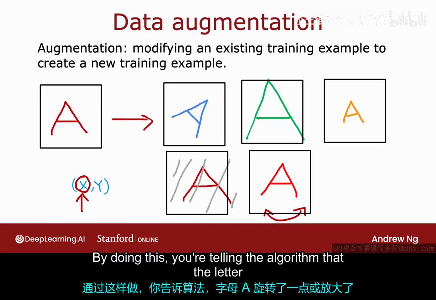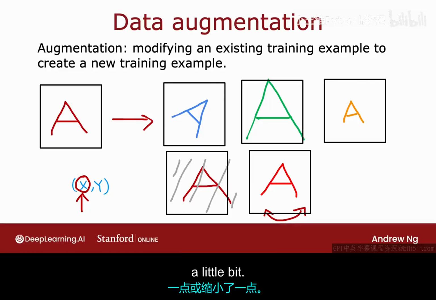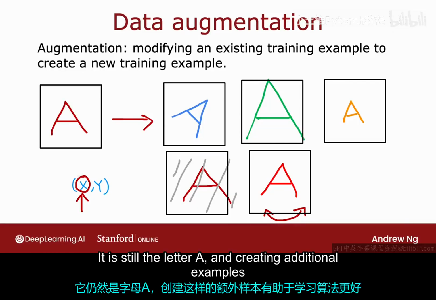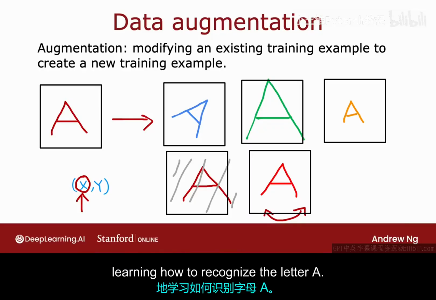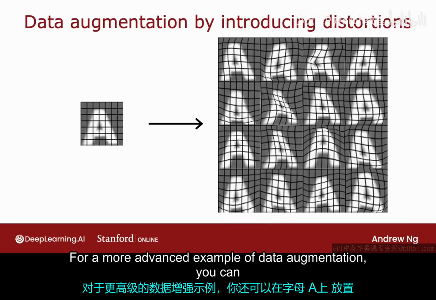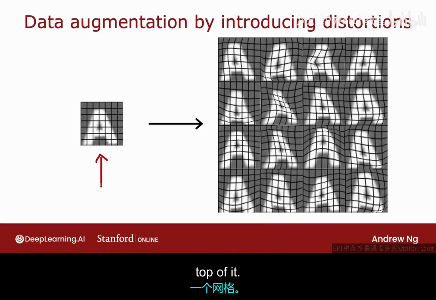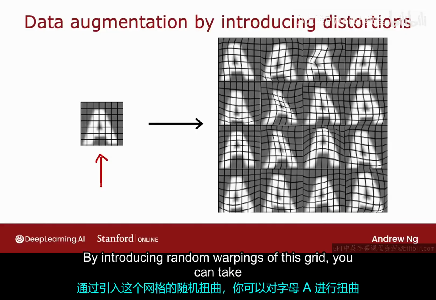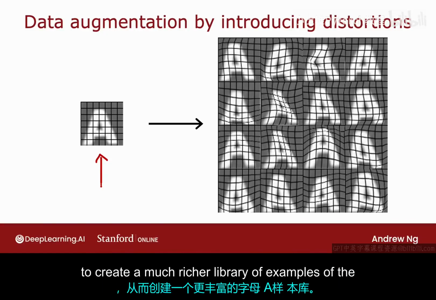And by doing this, you're telling the algorithm that the letter A rotated a bit or enlarged a bit or shrunk a little bit is still the letter A. And creating additional examples like this helps the learning algorithm do a better job learning how to recognize the letter A. For a more advanced example of data augmentation, you can also take the letter A and place a grid on top of it. And by introducing random warpings of this grid, you can create a much richer library of examples of the letter A.